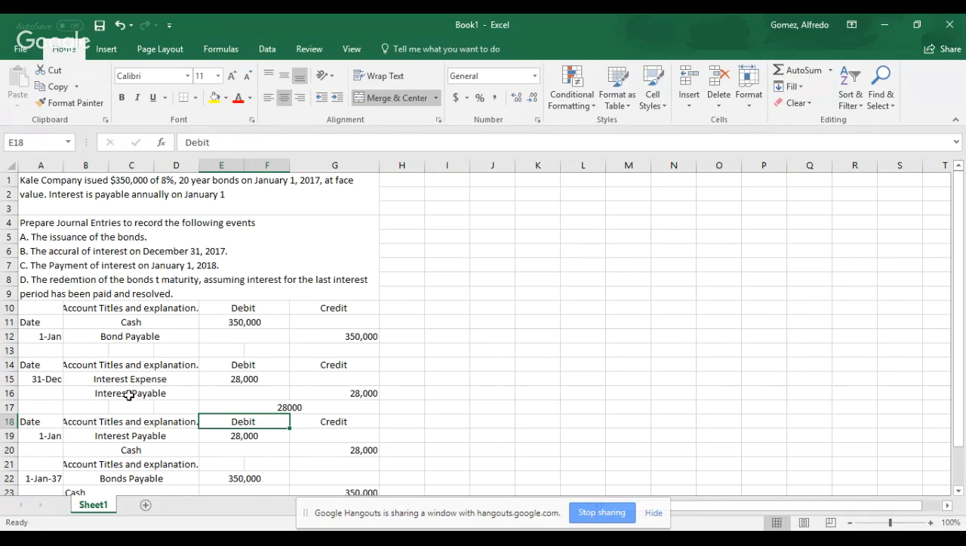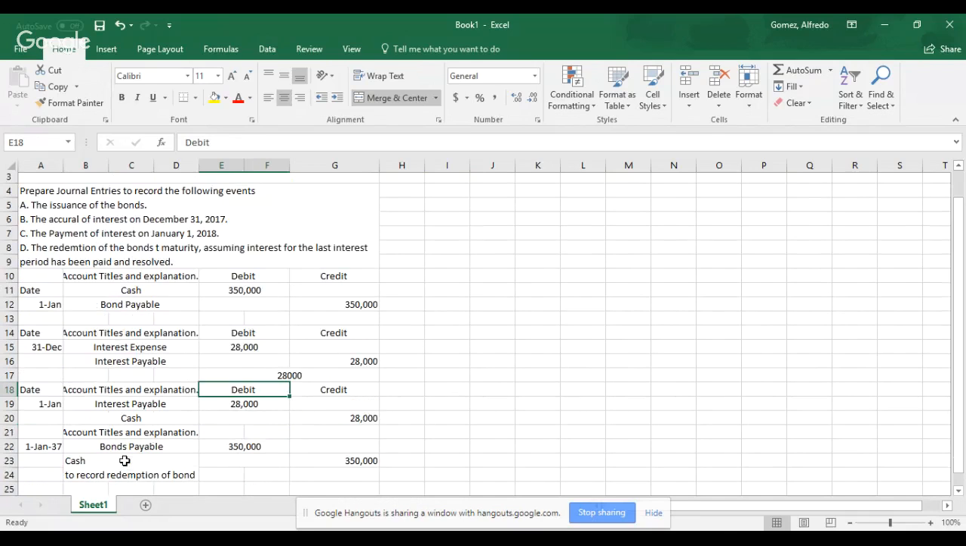Now, since interest is not paid until January 1st, we will have to make another entry. On January 1st, once interest is payable, we will debit interest payable for $28,000 and credit cash for $28,000.